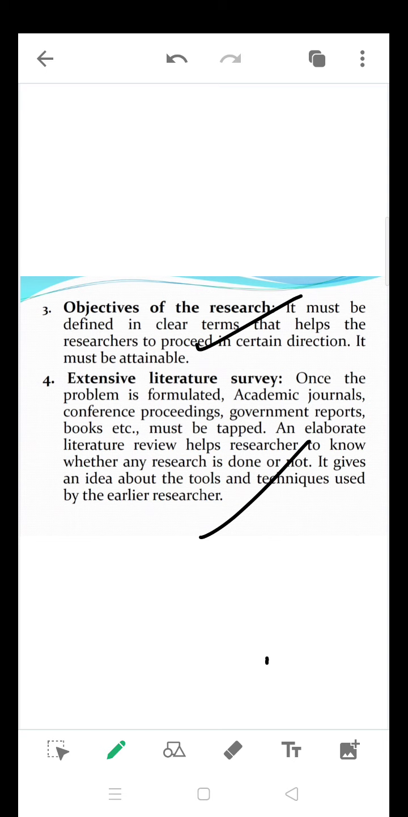It may be anything. We just mentioned here academic journals, conference proceedings, government reports, literature reviews; everything is involved in a literature survey. Whatever the secondary data relating to your problem and your question, we are going to do a survey. It is completely a study of existing data.